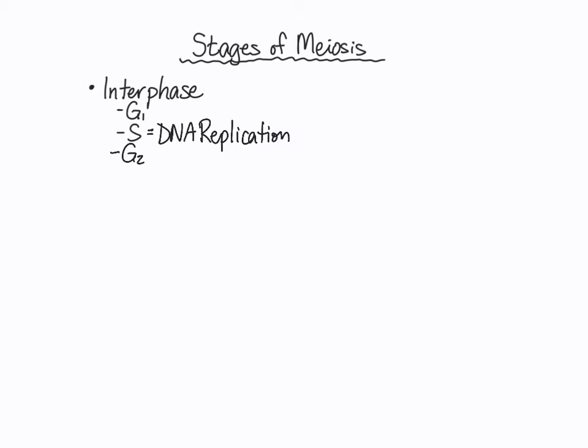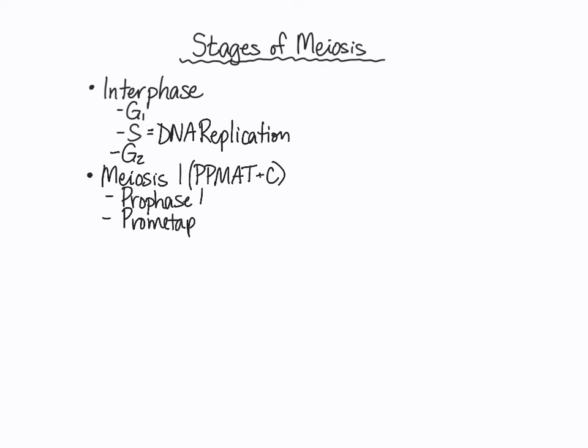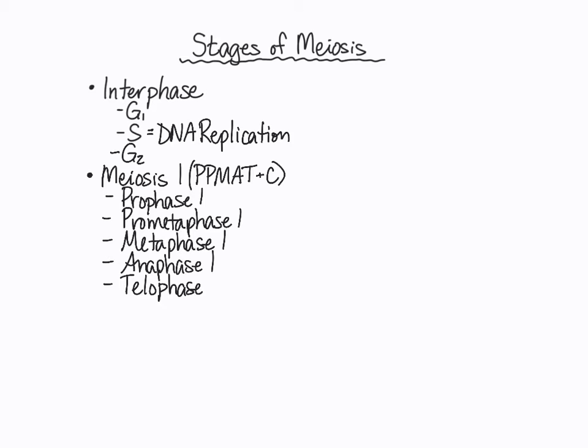After interphase, the cell goes through the first round of meiosis, which we just call Meiosis I. The steps of Meiosis I are similar to the steps of mitosis, and we can remember them by remembering the mnemonic of PP, MAT, C. So the first step of Meiosis I is going to be prophase I, followed by prometaphase I, followed by metaphase I. Then we have anaphase I, followed by telophase I, and at the same time we have cytokinesis.